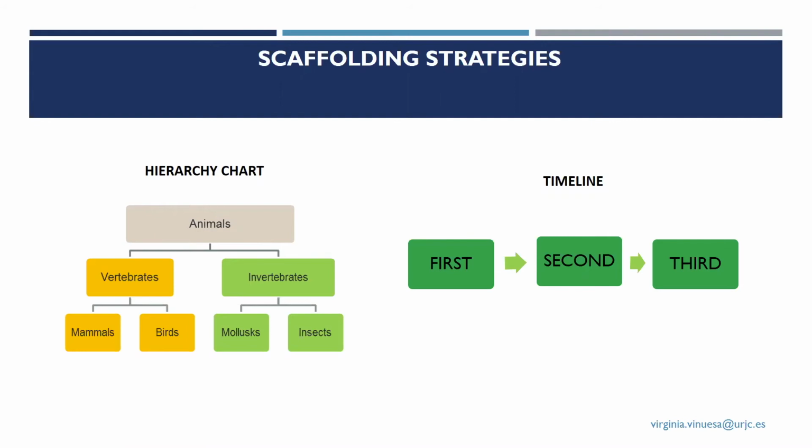Or if I want them to talk about a process, a timeline is perfect. First, second, third, the different steps they have to follow. It's very visual. They just have to write a sentence underneath, and they have all the information in front of them, and it's going to make things easier for them, so they can understand it.